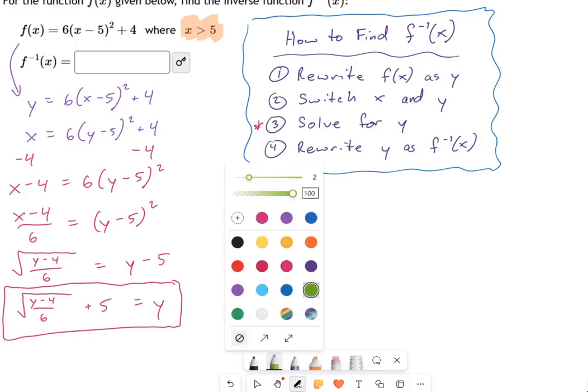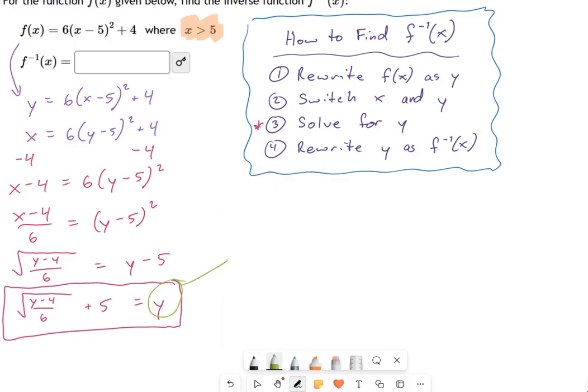And if you look at this right here, that y, that is the inverse function. Step 4 says rewrite y as f inverse of x. And that's what you would put up here, not worrying about the plus or minus because of that nice little x greater than 5 clause at the beginning.